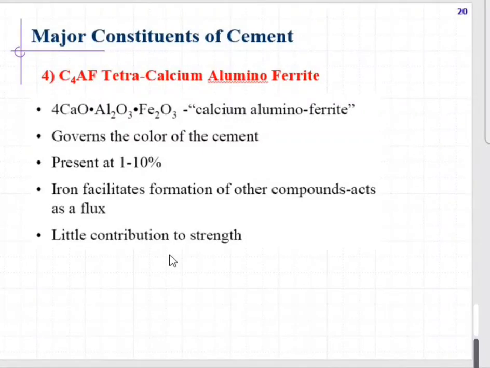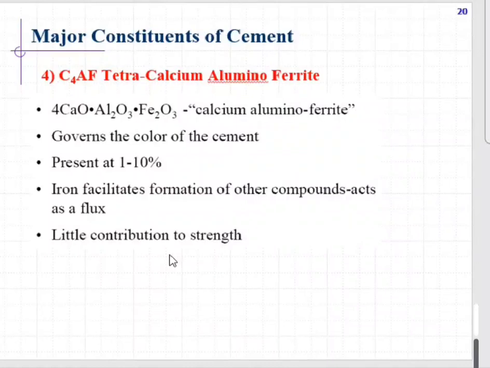The fourth constituent is tetracalcium aluminoferrite. This basically governs the color of the cement. It is present between 1 to 4, or 1 to 10% as written over here. Most of the books write about 1 to 4%. So sometimes you have iron oxide, you have aluminum oxide. So these compounds are there. This acts as a flux actually.